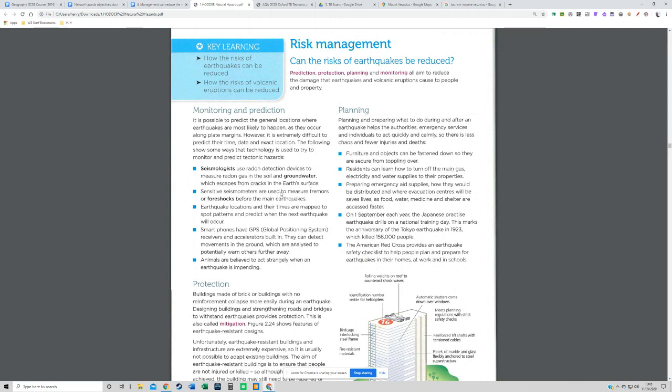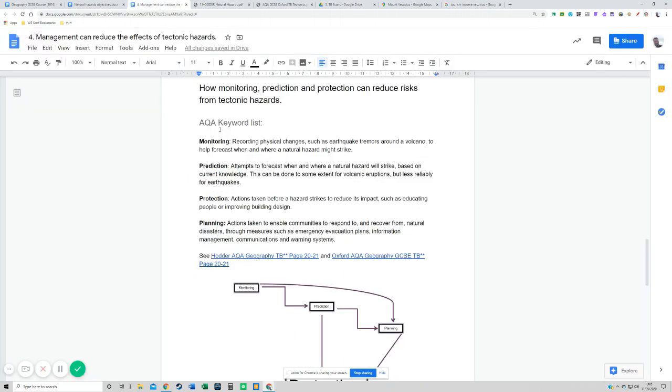So what you've got to do with each of these words is be able to clearly show how it reduces risk. So protection, for instance, might mean improving building design. So if you're in an earthquake zone, if you build every building to withstand an earthquake level on the moment magnitude scale of a 7, it means if you get any earthquake up to a 7, the people living in those buildings are less likely to be harmed. You've reduced the risk of harm, the chance of harm.